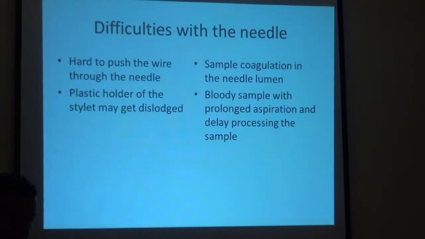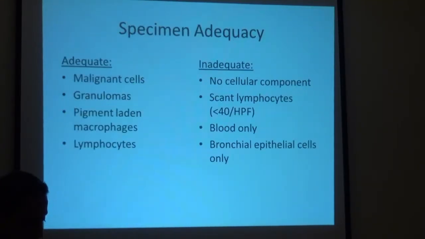so you have to stop and use another needle. And sometimes if the sample is very bloody, the sample can coagulate inside the needle and block it. So it is very important to try not to get bloody samples. Sometimes you can do that by not applying negative pressure. You can just puncture without the syringe being hooked to negative pressure.